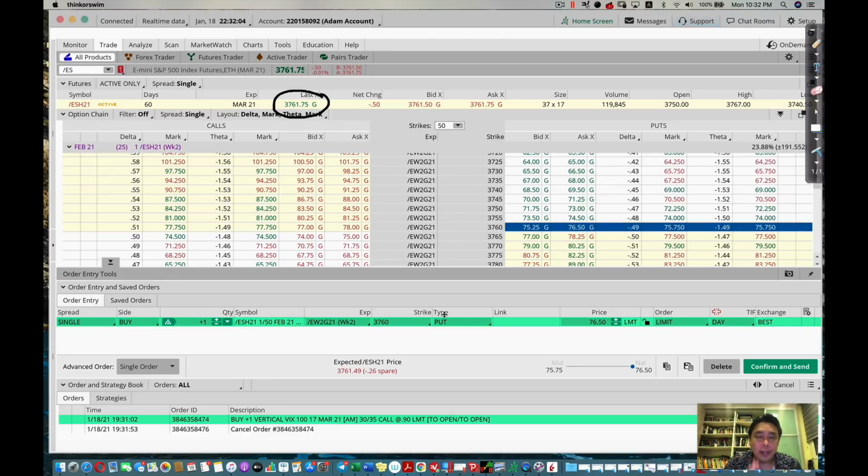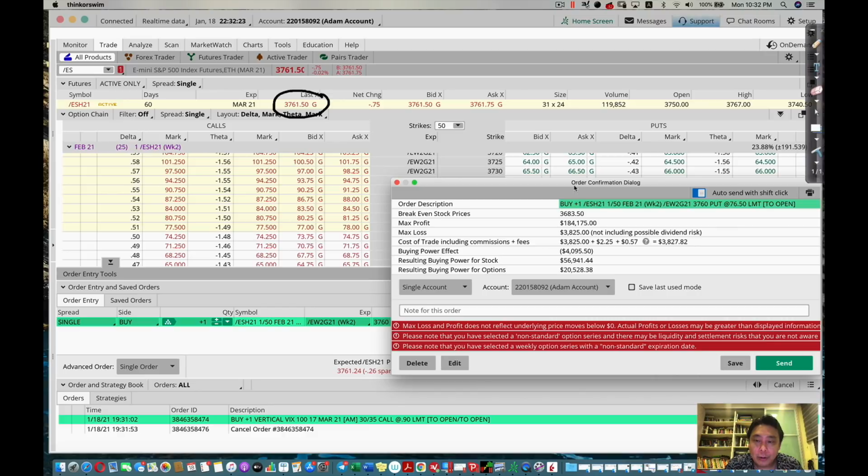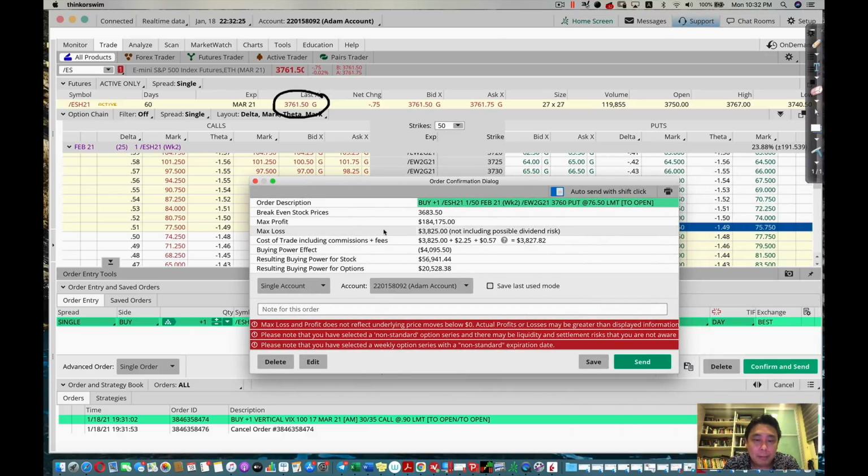If we just buy the put itself, it's going to cost $76.50. Remember, times 50. So 76 times 50 is $3,825. Don't believe me? Click confirm and send. There you are. The premium is the maximum loss, 3825. That is the cost of buying the put. Really expensive, $3,800 to just buy a put. I told you it's expensive.